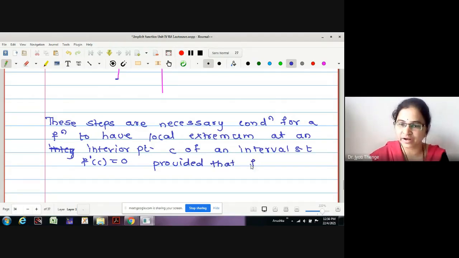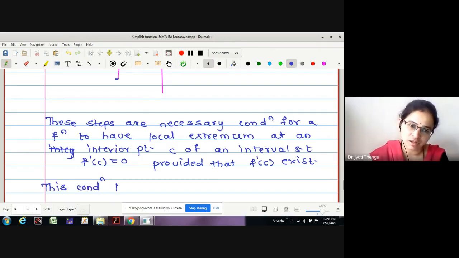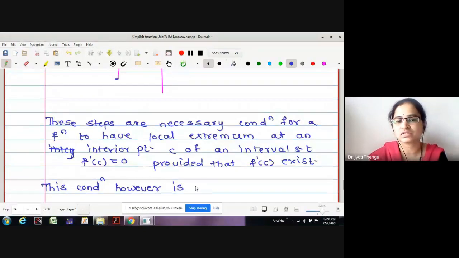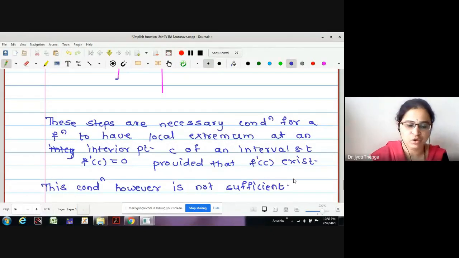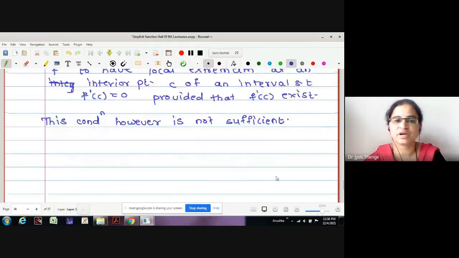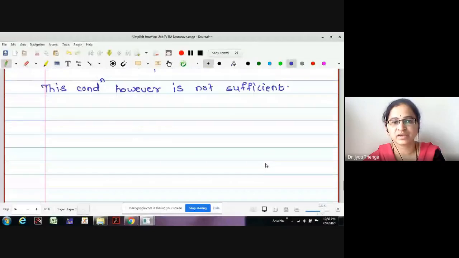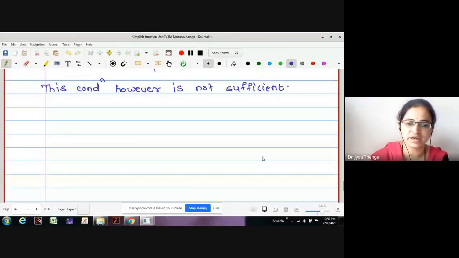Now our aim is to find out what is the sufficient condition. Here I will write: this condition, however, is not sufficient. Therefore, in our syllabus, our aim is to find out what is the sufficient condition. Now we will move towards the geometrical interpretation. Today we are unable to complete. I will just give you the hint. Okay.